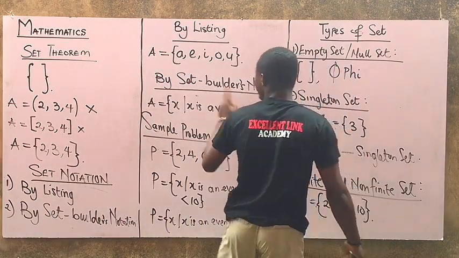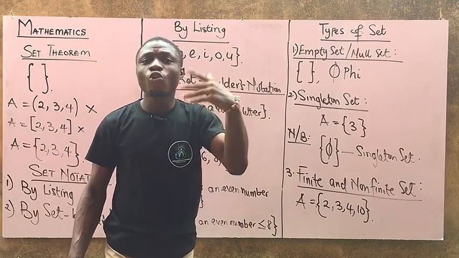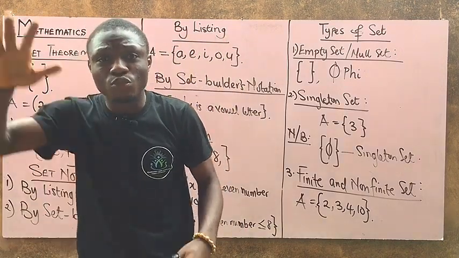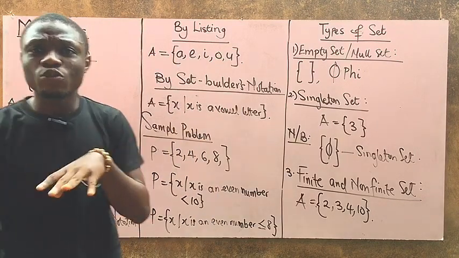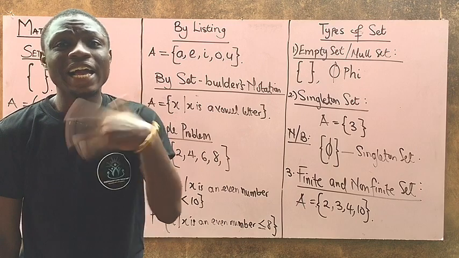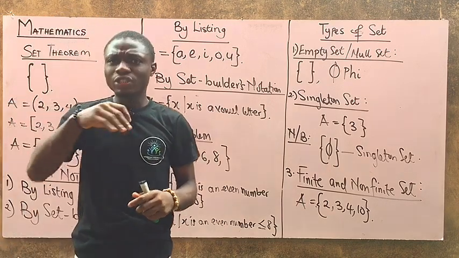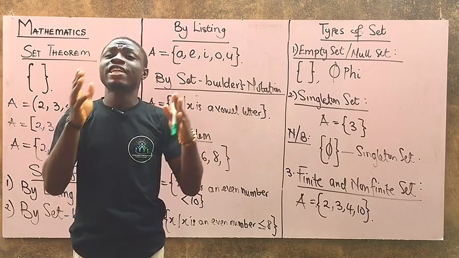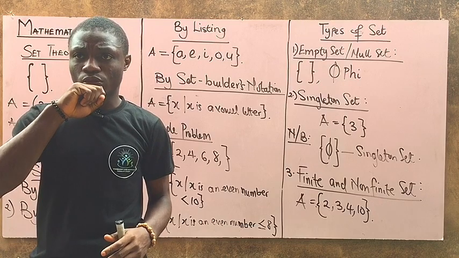I will clean the board. I'll still continue. I'll move to 1,000, 1 trillion, 1 quadrillion, 1 billion. It continues. If this board falls 10 times, I'm not sitting down. So that becomes a non-finite set. I can't count all the elements. Note that for a non-finite set, three dots are used to show that they continue.